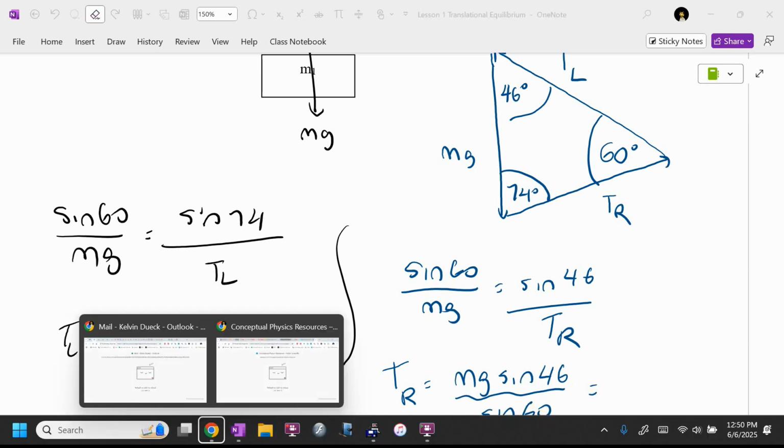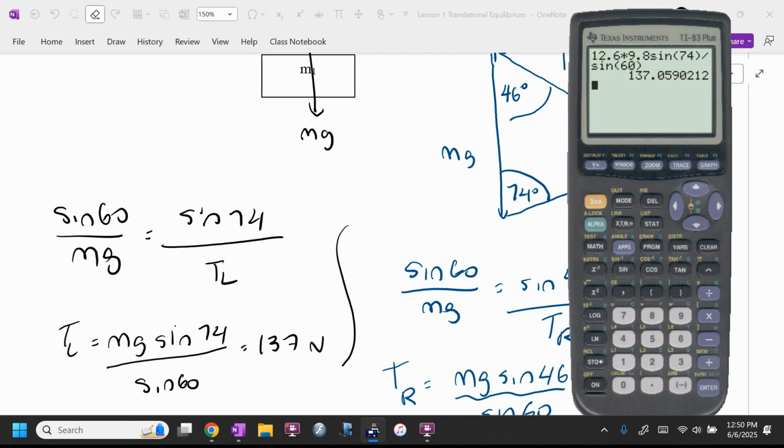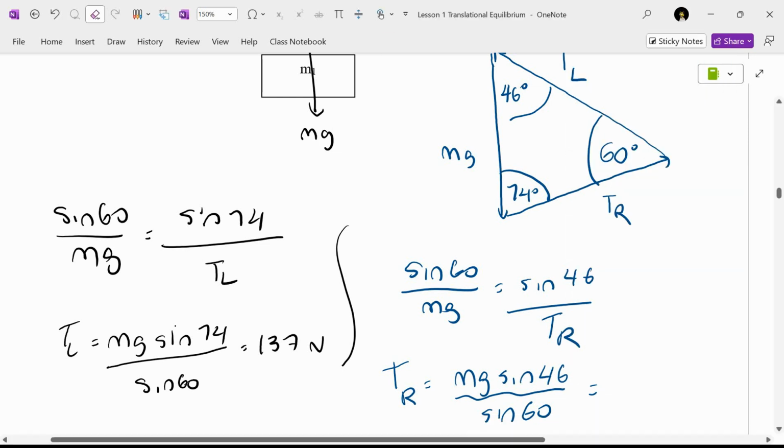Hey, Mr. Dueck, I can just backspace and edit. Yes, you can. I don't know, I haven't done it yet, but I like your enthusiasm. Oh, that's wrong. 46 bracket. You said 102.5, 103, is that what you said? Which tension was bigger? Left or right?